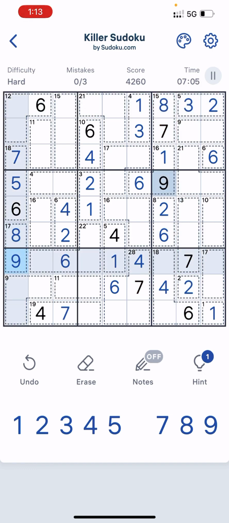As we have a 9 over here, the 9 comes over here and the 8 over here. Now in this 3 by 3, we know that this 9 will be the sum of 5 and 4. So the last number that remains is 9, which is over here.